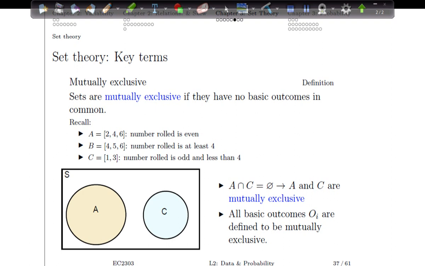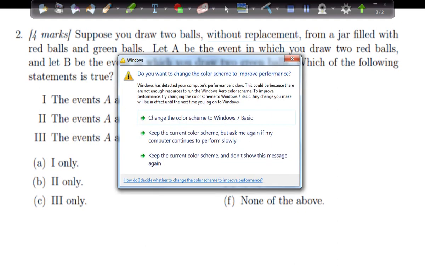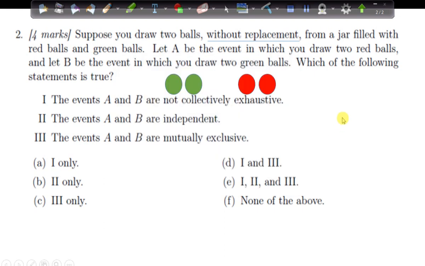Now we will go back to our question and see how we can use the concepts. The question asks you, suppose you draw two balls, without replacement, from a jar and see what the effect is. Event A is the case where you draw two red balls, and event B is the case where you draw two green balls. Please don't mind the order of the balls.